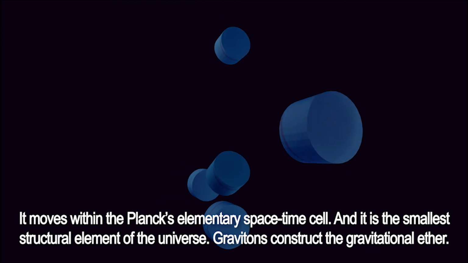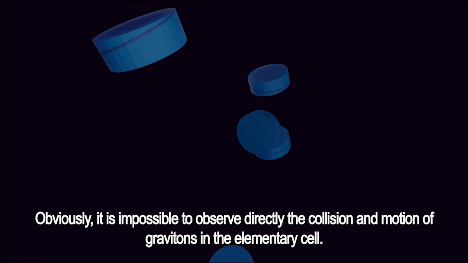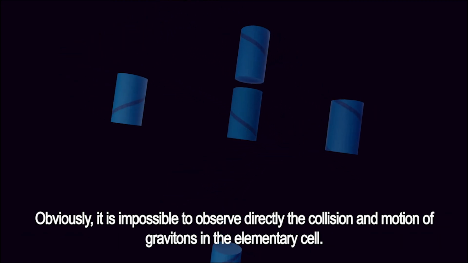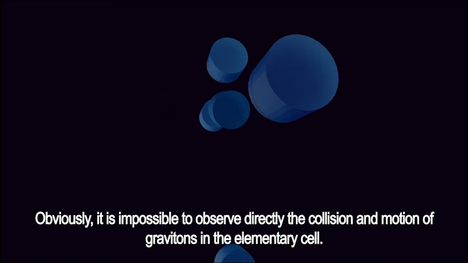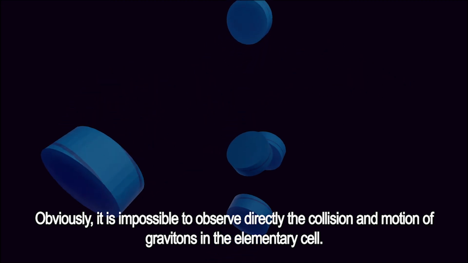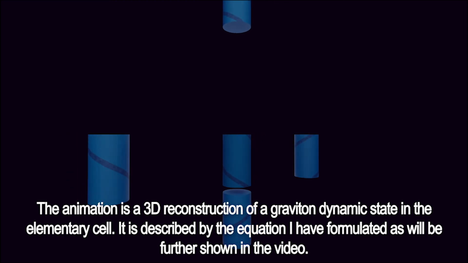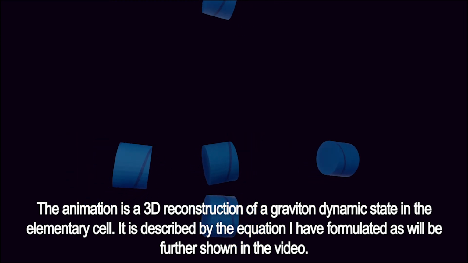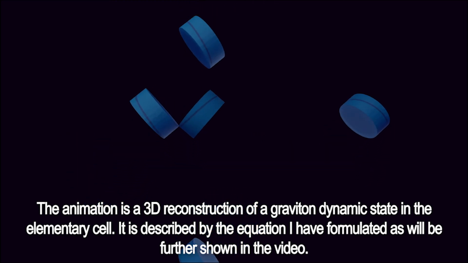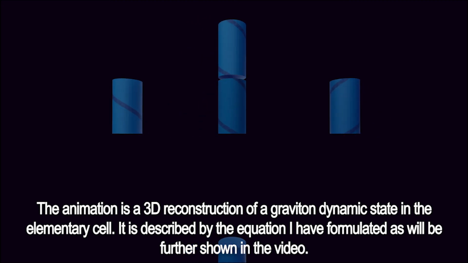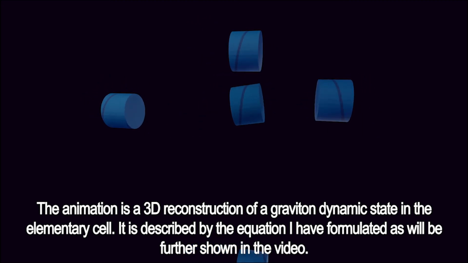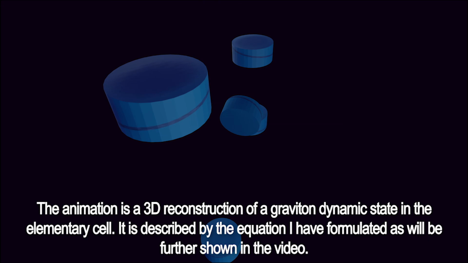Gravitons construct the gravitational ether. Obviously, it is impossible to directly observe the collision and motion of gravitons in the elementary cell. The animation is a 3D reconstruction of a graviton's dynamic state in the elementary cell. It is described by the equation I have formulated, as will be further shown in the video.